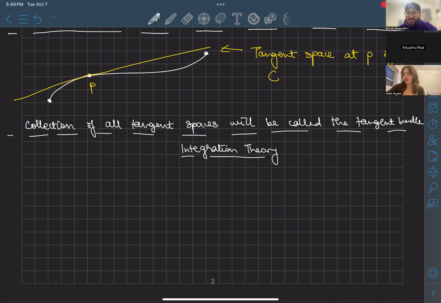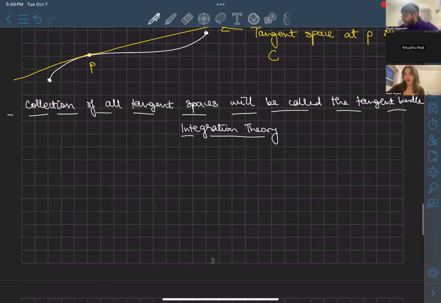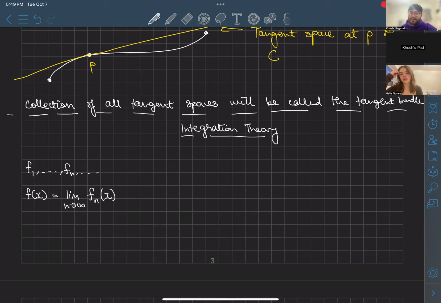What do you mean by pointwise limit of functions? Say we have a sequence of functions f1, ..., fn. These are now functions. Then we define a function f of x to be the limit as n goes to infinity of fn of x. So you take the sequence of functions, evaluate it at a point, and then take the limit of that sequence, and that's your function value.